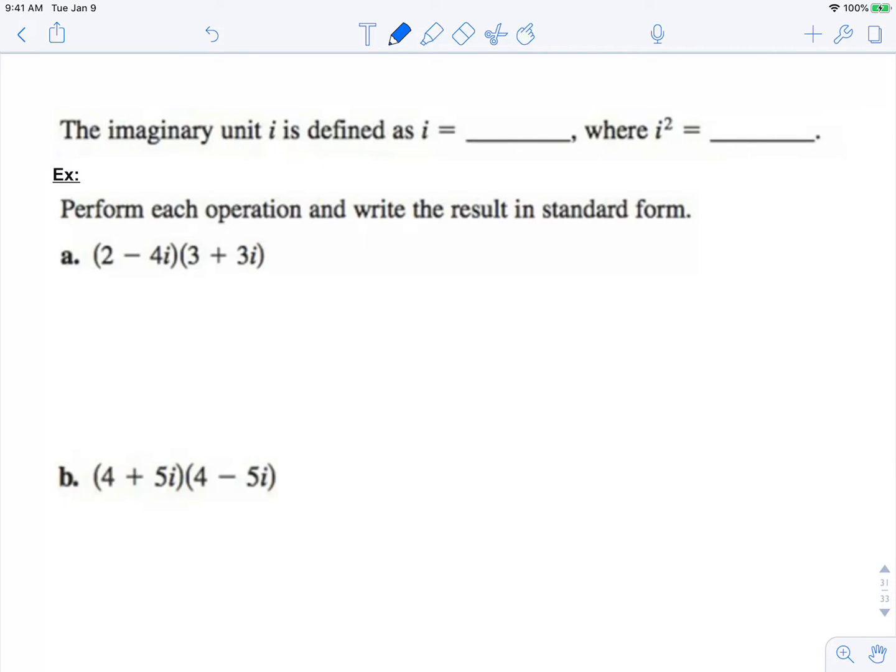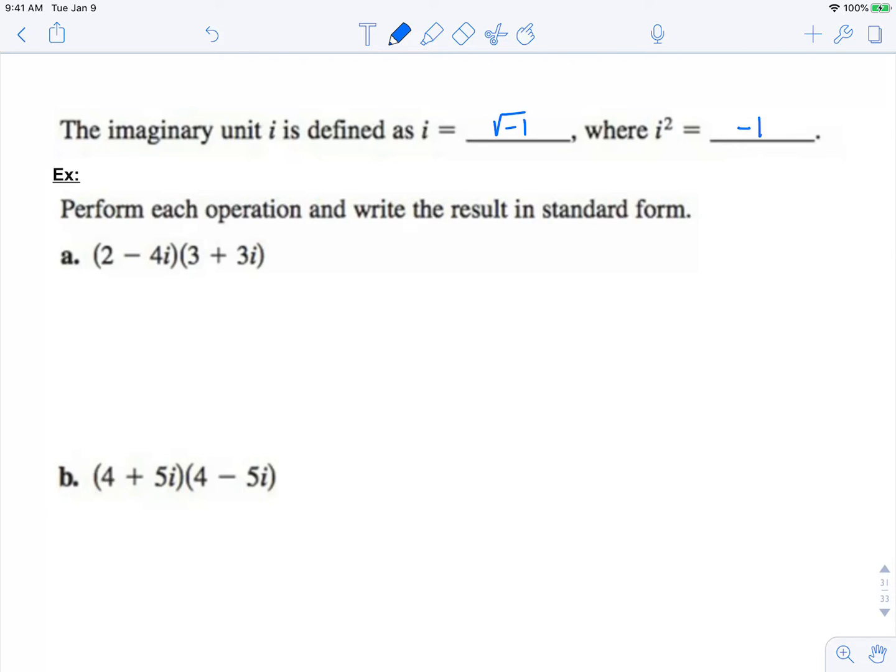Before we get into more operations, let's remind ourselves the imaginary unit i is defined as the square root of -1. If I square both sides of that equation, then we know that i squared is -1. We'll use this rule in the operations below.